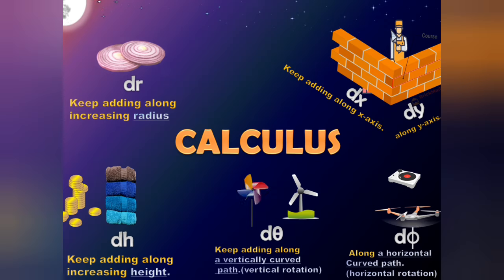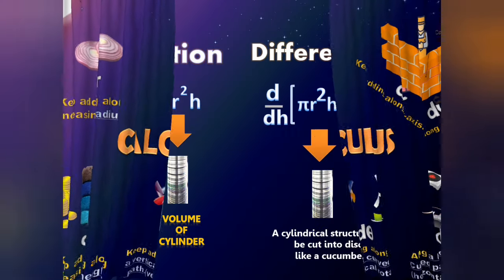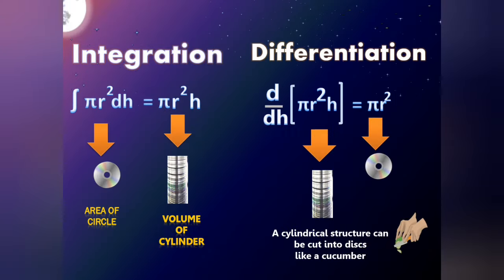Also, what if integration and differentiation are reverse processes of each other? Add disks one above another along a height, you get a cylindrical structure. That's integration. Remove disks along height, you get circles.